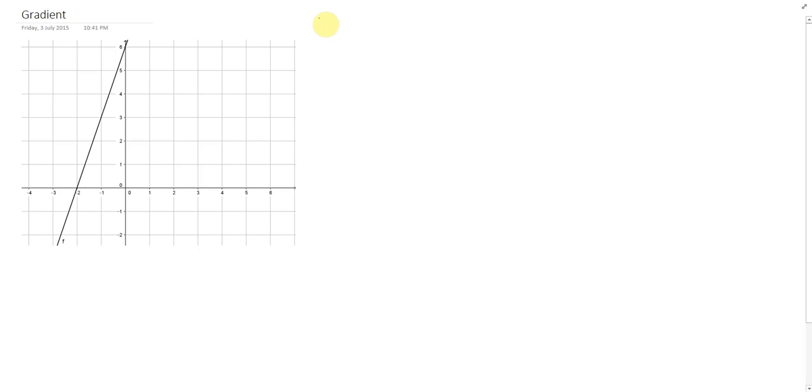So we're looking at linear functions, and in this video we're going to be focusing on gradient. In the last video I mentioned that a linear function will look like this: y equals mx plus c.